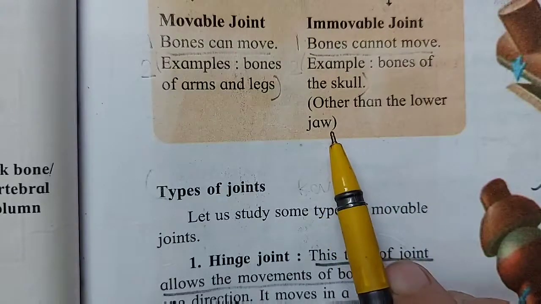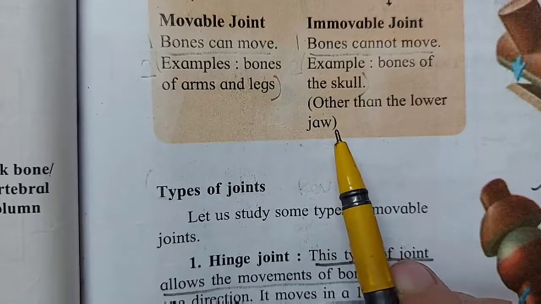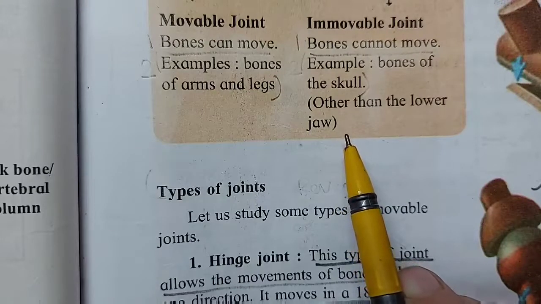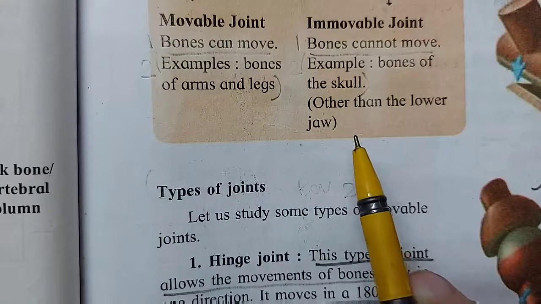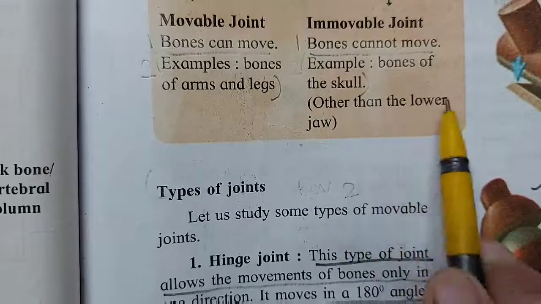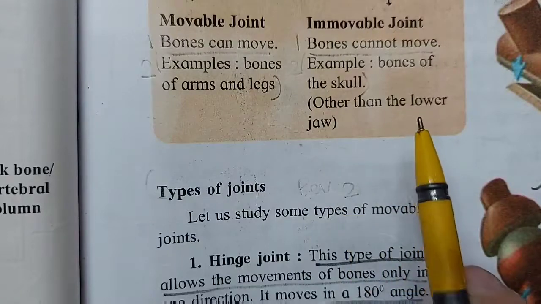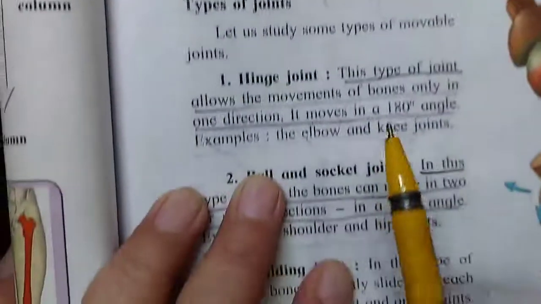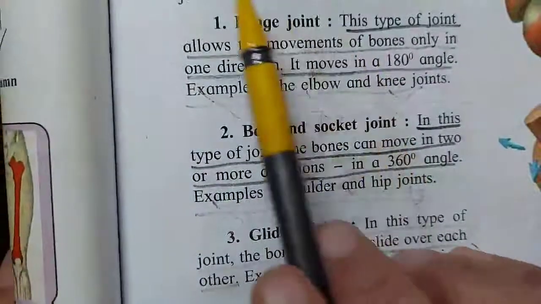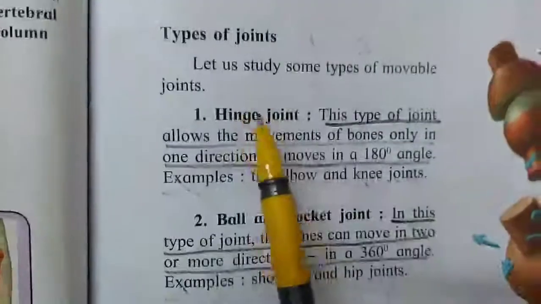While speaking also, you just observe, you make a note of it. When you are speaking, only your lower jaw moves. While eating also. So other than the lower jaw, there are no other bones in the skull which can move. Moving further, types of joints.